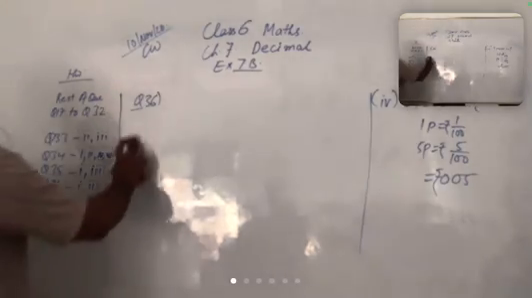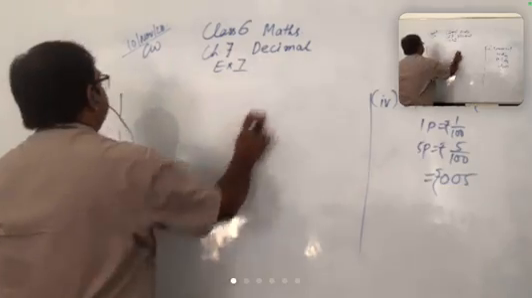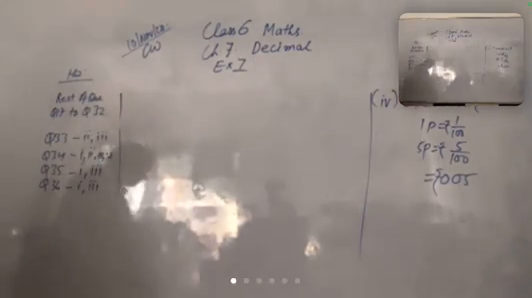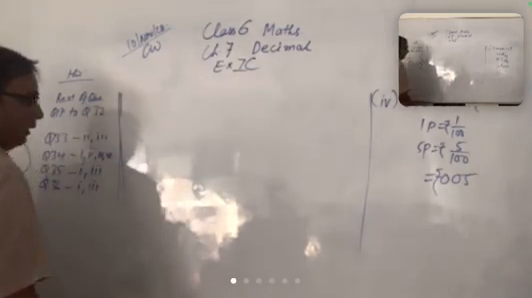So now let us start the exercise 7C. Asta, can you read the question number 1?